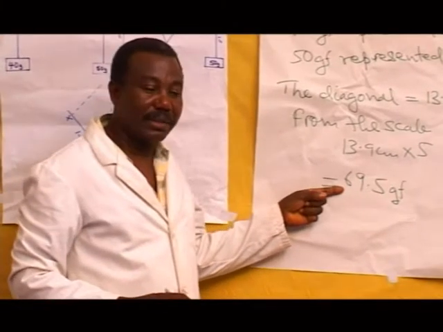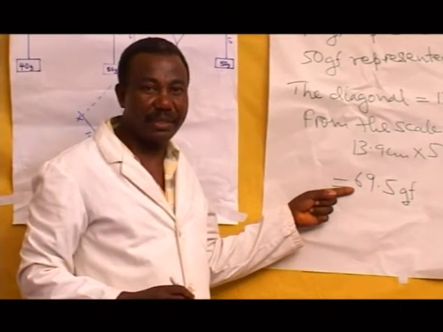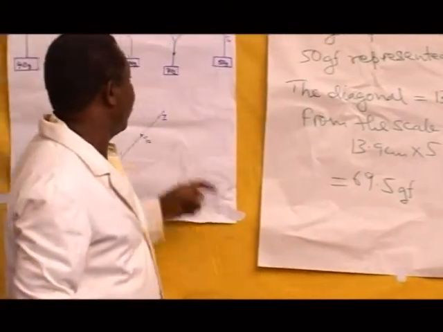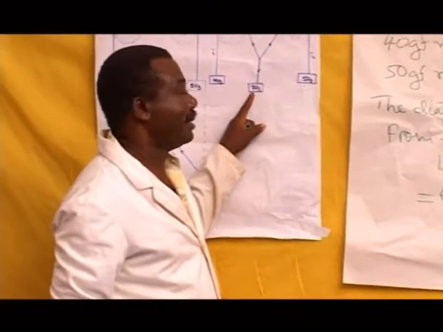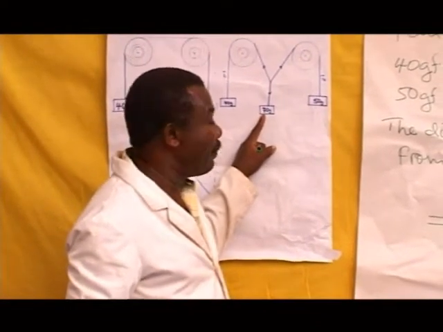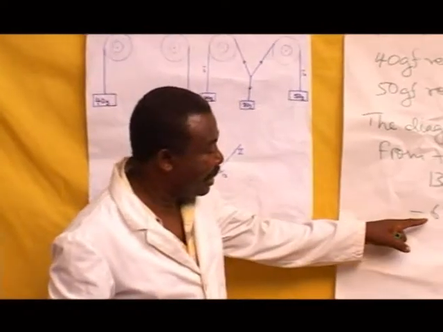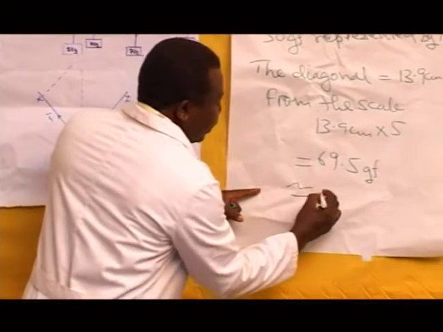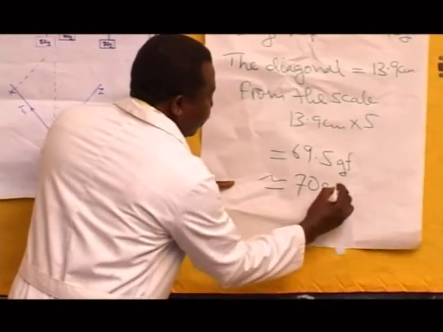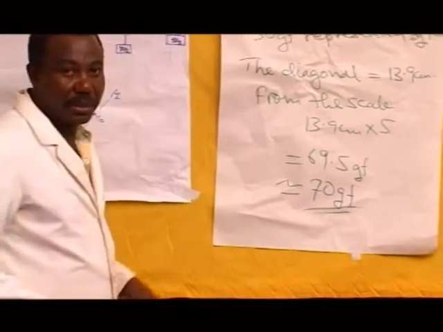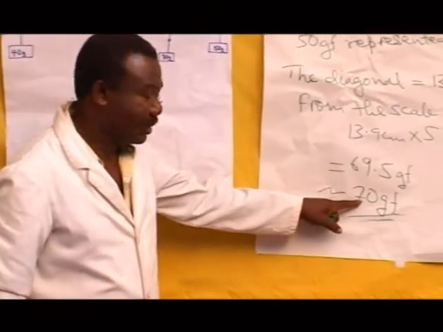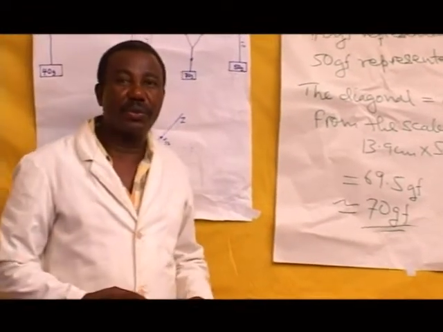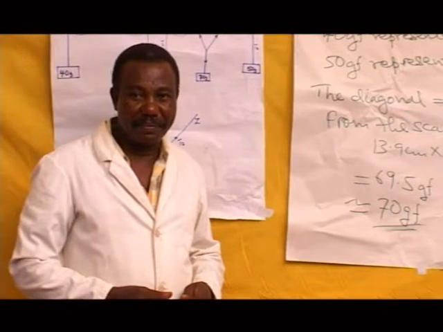When you compare it with the mass which was hung at the center, which was 70 gram force, we found that this one is approximately, when we make an approximation, almost the same as that mass which was hung at the center.